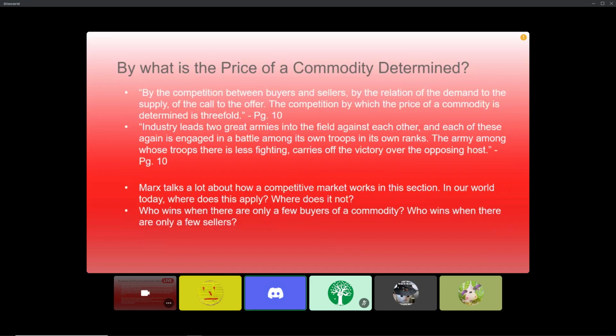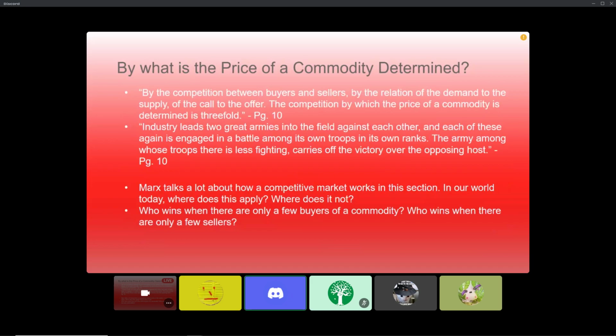infighting in the army of buyers. We've seen with suppliers of oil in the immediate aftermath of the Russian invasion of Ukraine, you see there's suddenly far less supply than there is demand, and so all of the buyers suddenly are competing and driving up the price, saying, no, I'm willing to pay this much for the oil, I'm willing to pay this much for the oil. And so the sellers then can sit contentedly and wait until some buyer comes along and offers an outrageous amount of money. So Marx is talking in this section about a competitive market.